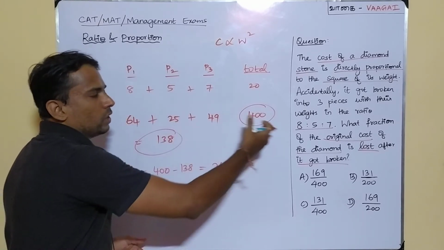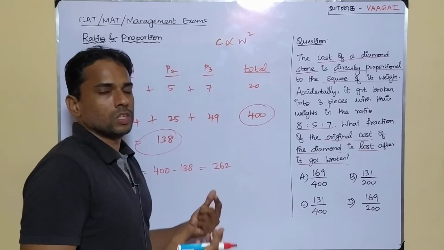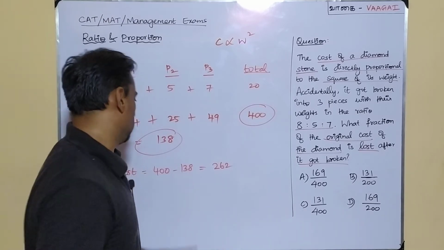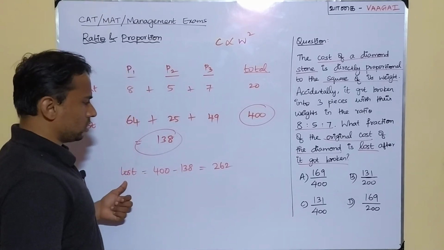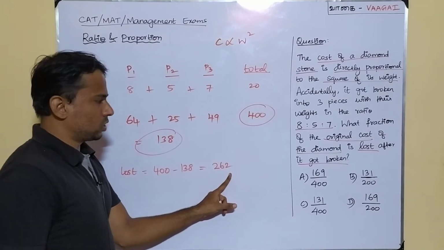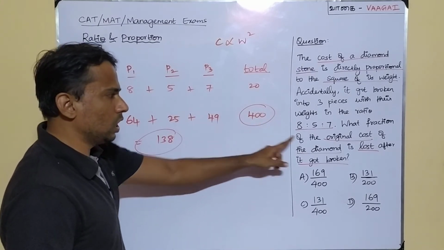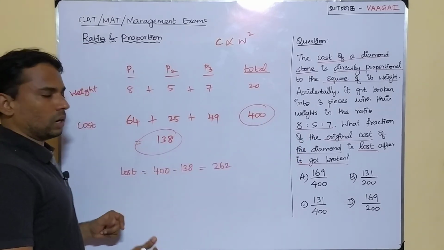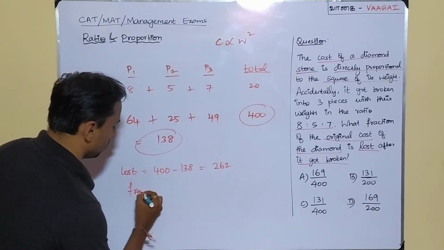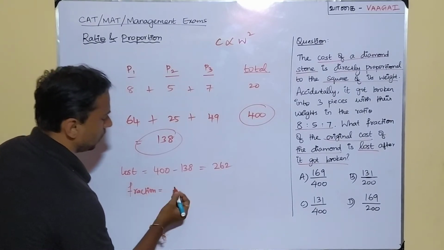As long as they are of the same units only, nothing is going to affect our calculation. So we got a loss of 262 units out of how much? Out of the original cost they are asking, so out of 400. So what fraction of the original? This is what they are asking.